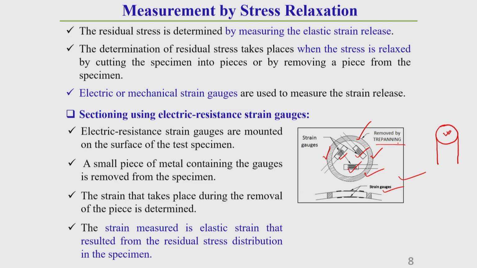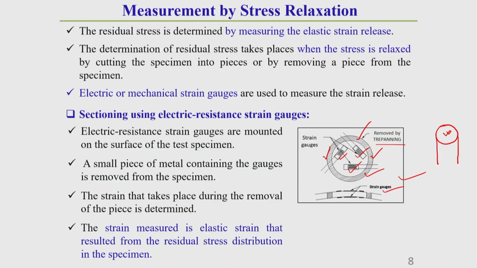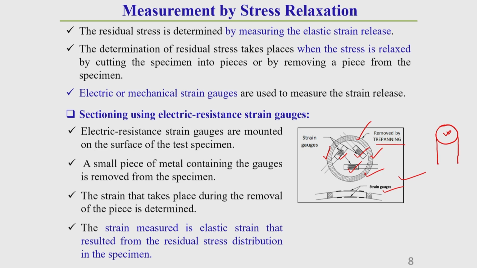Once we remove or cut this portion of the specimen with the strain gauge, whatever strain was there in that specimen will be released. Due to this, the specimen containing the strain gauge will be subjected to either expansion or contraction. The electric strain gauge will expand or contract, and how much it expands or contracts, we measure using some data logging system. From there we can easily measure how much strain was there.